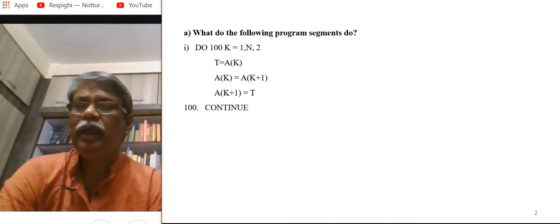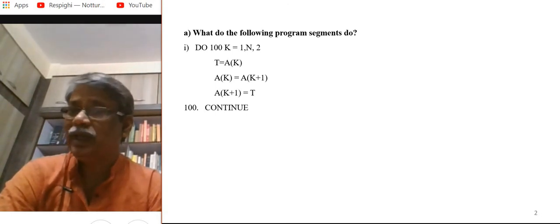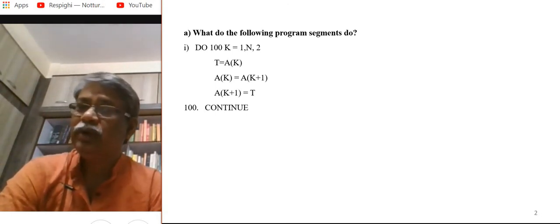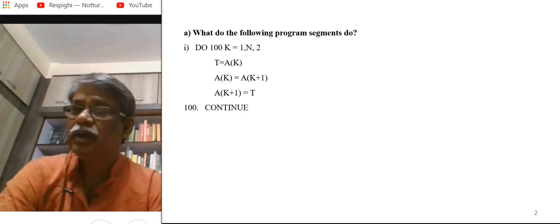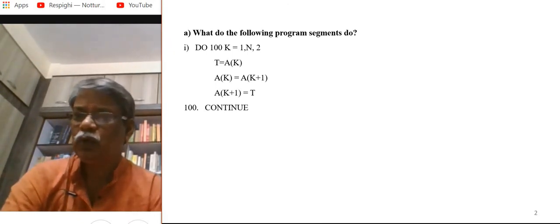Now ak is ak plus 1, that means a1 is now a2. And what about a2, that is ak plus 1? It is equal to t. Now what was t? t is the first one, it's a1. So a2 is now a1 and a1 is a2. So it's an exchange between 1 and 2.